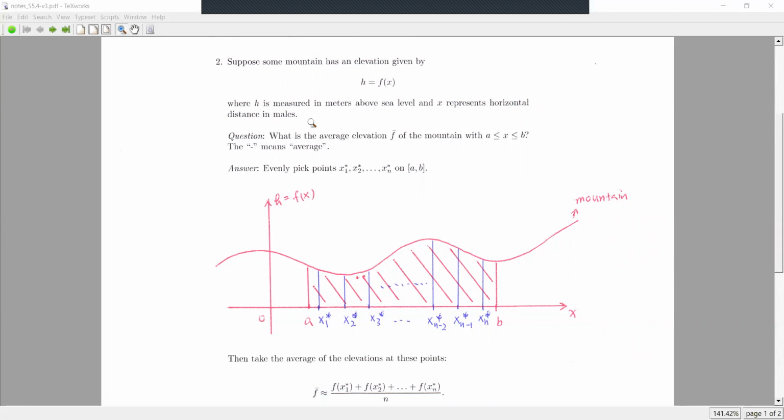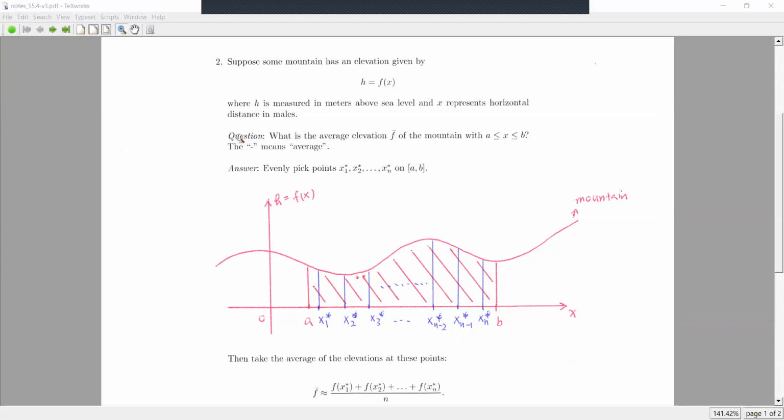Now the question is, we don't consider the whole mountain. We only consider the portion of the mountain between A and B. Now the question is, what is the average elevation of the mountain between A and B? Here I use F bar to denote the average elevation. Bar means average.